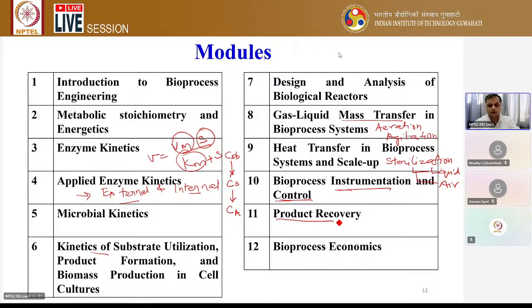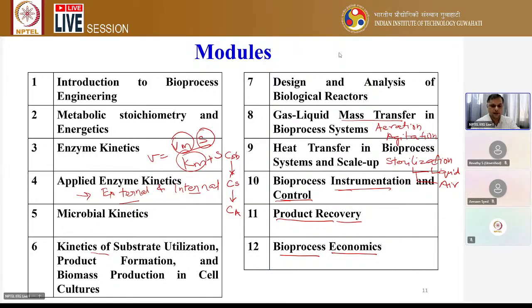Then the second last module will mostly focus on downstream processing. Once the upstream is done, how do you recover and purify your desired metabolites? Different methods will be discussed, starting with the separation of the cells, and then recovering your desired metabolite and purifying it. And in the last week, we will be discussing bioprocess economics. Here also some part of downstream processing will be discussed along with the bioprocess economics.